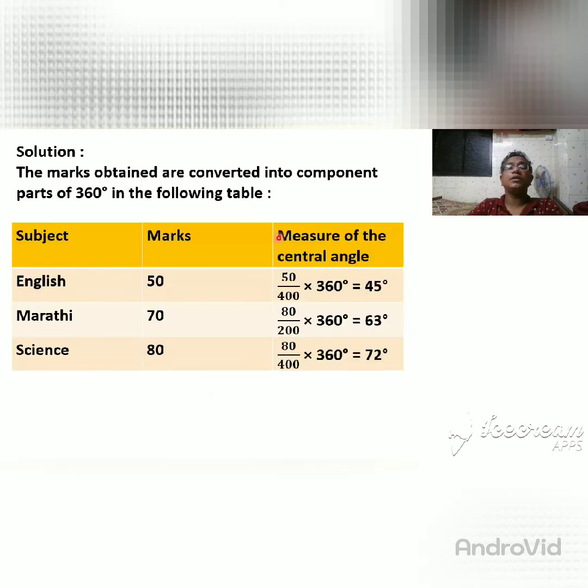So we can calculate the central angle of English. Total is 400, so the denominator is 400. Out of 400, how many marks did English get? 50. So 50 is the numerator, 400 is the denominator, into 360. This 0 cancels. 4 ones are 4, 4 nines are 36. So you will get 9 here. So 9 fives are 45. So you will get 45 degree.